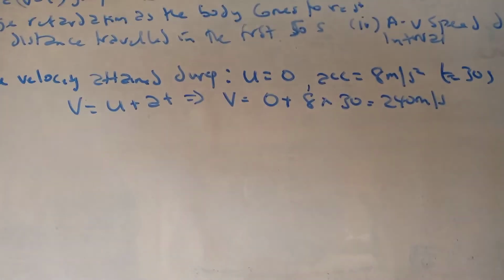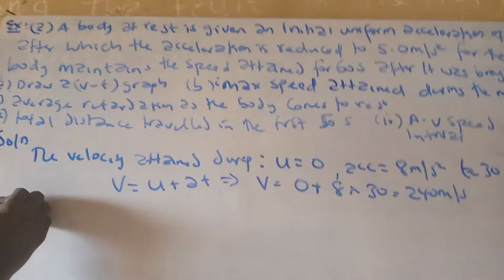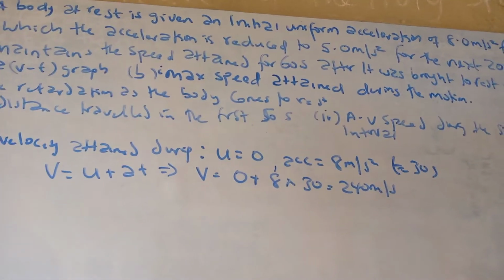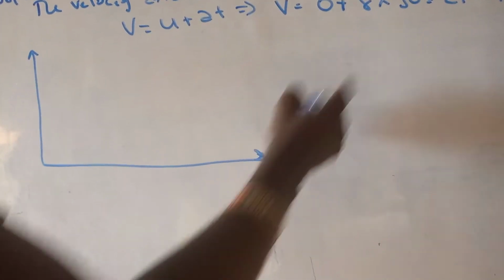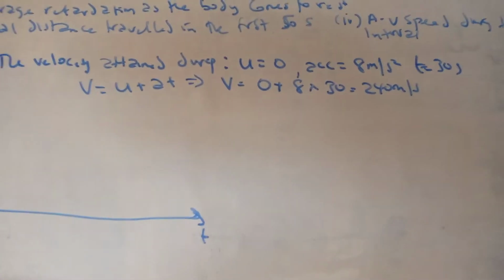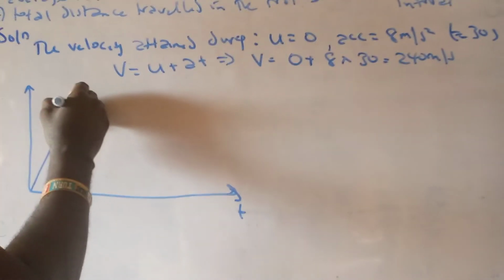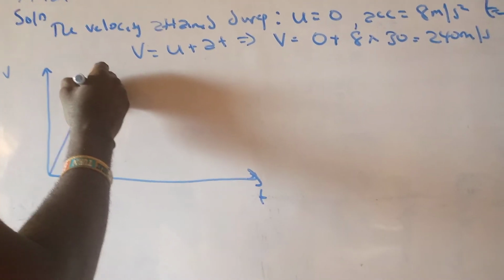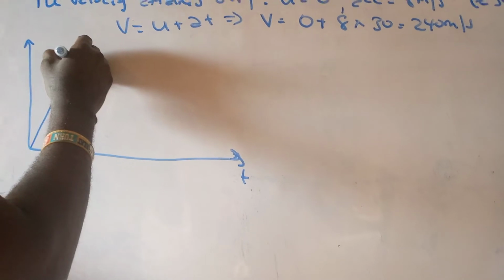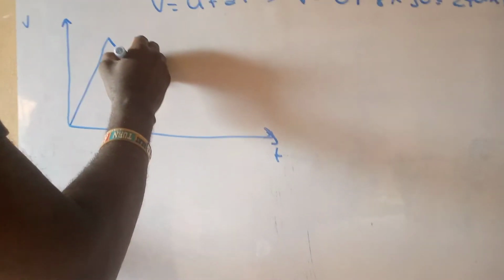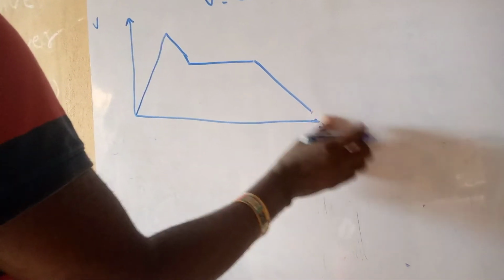Having done that, we can now draw our graph. So this is velocity, this is time, and we have found this value to be 240. It starts from rest, and after 30 seconds the acceleration is reduced to 5 meters per second squared, so the graph continues rising more gently.